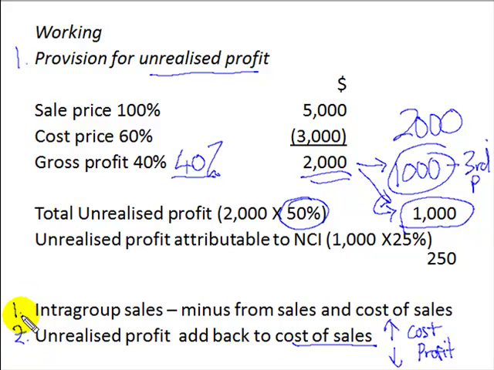Here are the two adjustments you need to do in intragroup trading. The first one is the sales. The sales in this case is 5,000, so 5,000 is the intragroup sales. You need to minus it from two places. Number one, minus from your sales. Number two, minus from your cost of sales. Second is the unrealized profit. You have to add it back to your cost of sales.